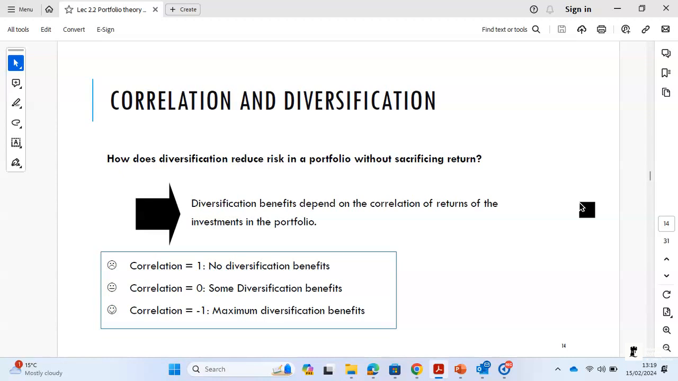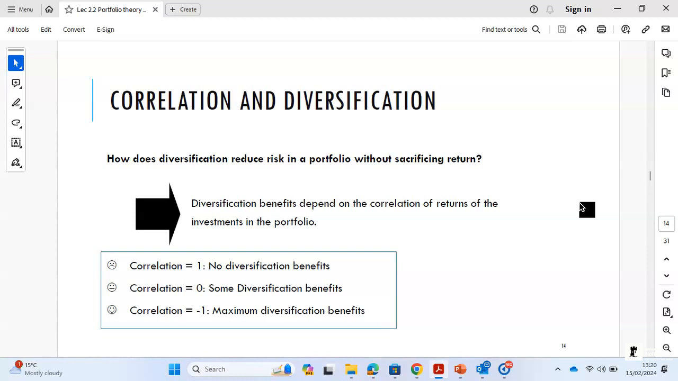Now we go back to the question: as you add more securities in the firm, why doesn't the risk add up? How does diversification reduce risk in a portfolio without sacrificing returns? I showed you evidence that diversification works and helps reduce risk, with different data and examples. Now we'll see how diversification works and why it works.